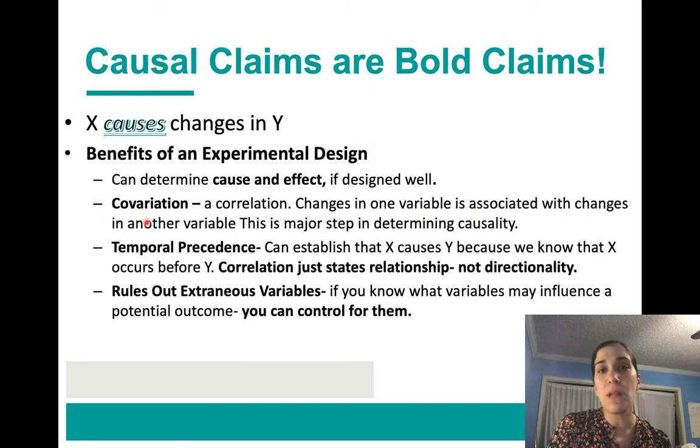So a causal claim has these three requirements. It has covariation, which is essentially a relationship. What it means is that you should see a difference in your dependent variable based on your independent variable. Okay? A causal claim also shows temporal precedence, which essentially means that we know that X came before Y. We know that the independent variable was presented before Y.